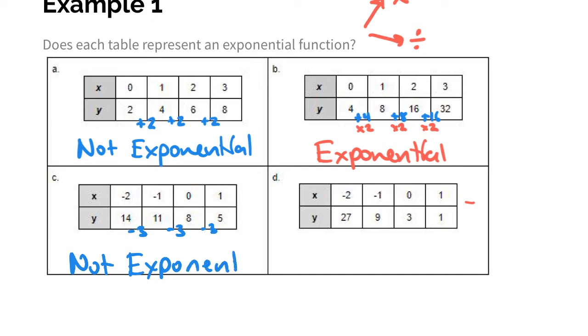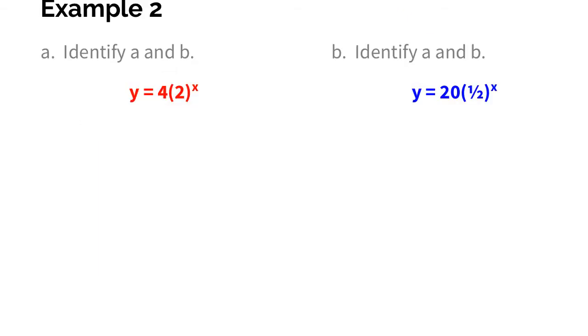Instead, when we look at D, let's say now that I'm dividing. Take 27, divide it by 3, I get 9. 9 divided by 3 would get 3. 3 divided by 3 would get 1. Notice I'm dividing by 3 every single time. So in this case, it's going to be exponential. An exponential function is going to show the values either increasing or decreasing by multiplication or division.